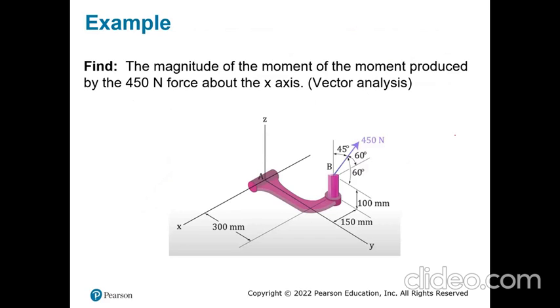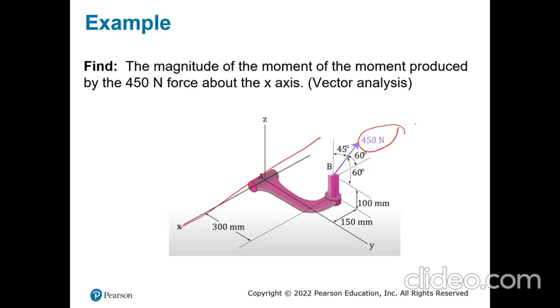So let's look at an example. You're asked to find the magnitude of the moment that is produced by this 450 newton force about this x-axis. That's my x-axis, and that's my force. So how do we do that?